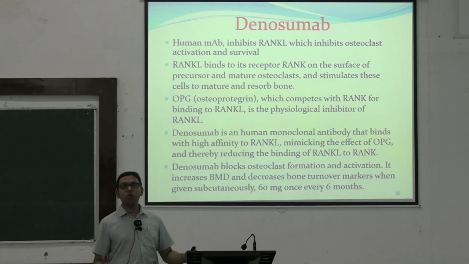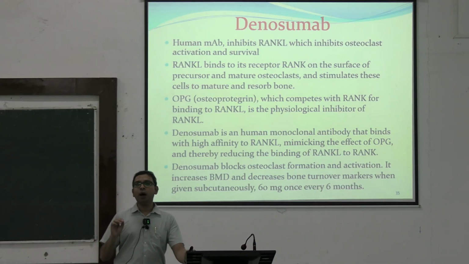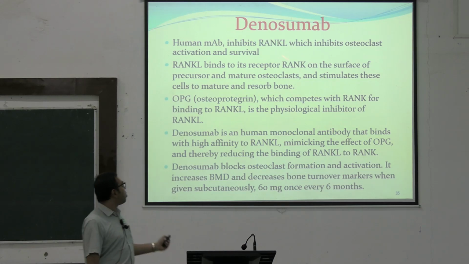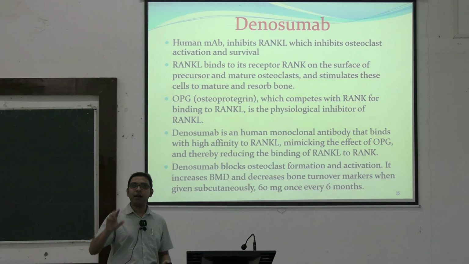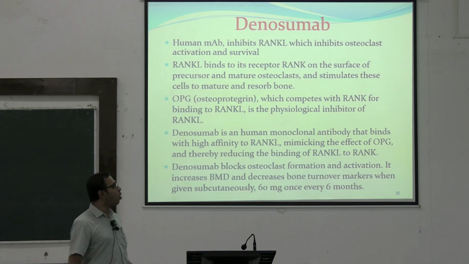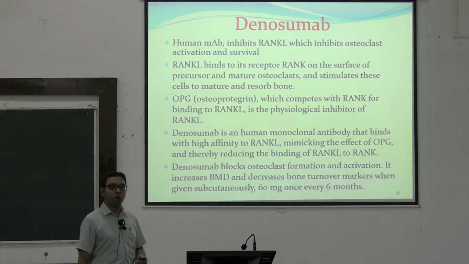Denosumab is a newer agent which was approved long back in 2010. This is basically a monoclonal antibody, so it inhibits the RANK ligand. Already we have seen the RANK and the RANK ligand that is needed for the activation of the osteoclast. So this human monoclonal antibody inhibits the RANK ligand, which inhibits the osteoclast activation and survival. Basically, RANK ligand binds to its receptor RANK, as we have seen, on the surface of the precursor and mature osteoclast and stimulates these cells to mature and resorb bone.